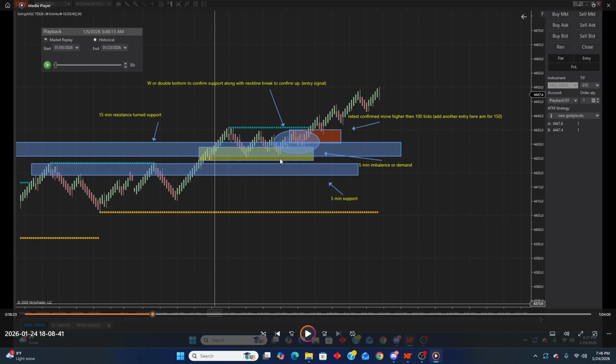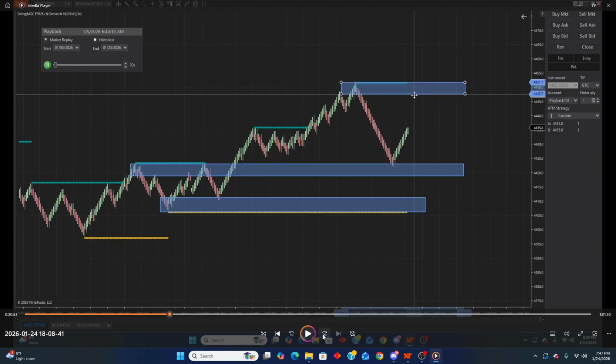We began to range on the 5-minute support. We couldn't break lows. This was a low. This was a low. None of the lows were lower than previous lows. We double bottom to confirm support, which was 1, 2, and then a break above the neckline, which is an entry signal to confirm the move up. Price then retested off of the broken high, which is the 5-minute high, to confirm move higher. Add another entry here, aim for 150. You see? I wrote that down with you guys in mind.